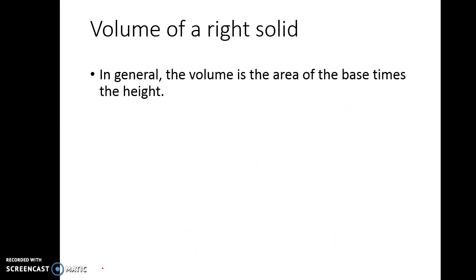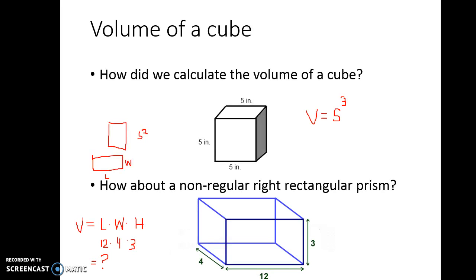In general, the volume is the area of the base times the height. So if you look back at this one, you could think about calculating the area of this base, which would be 4 times 12, and then multiplying it by this height. Here, this 4 times 12 was the area of the base, times the height.